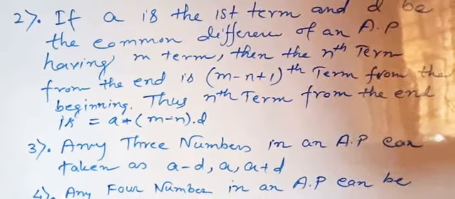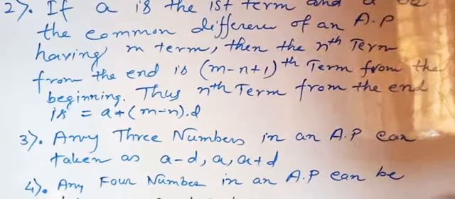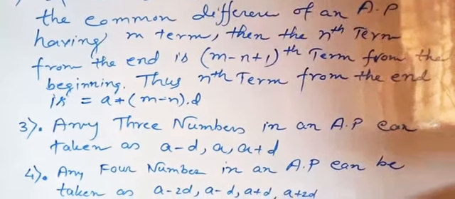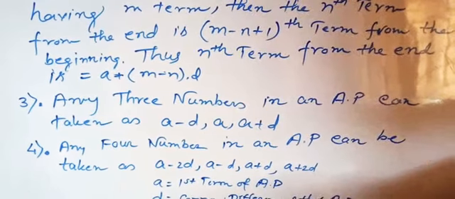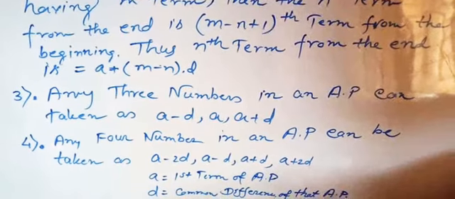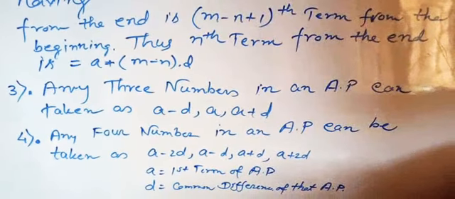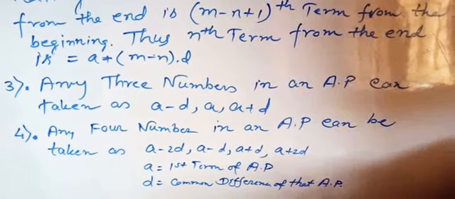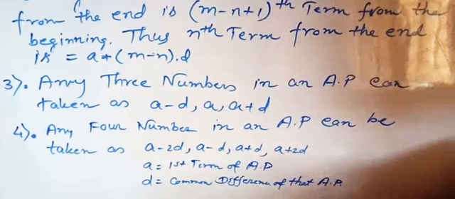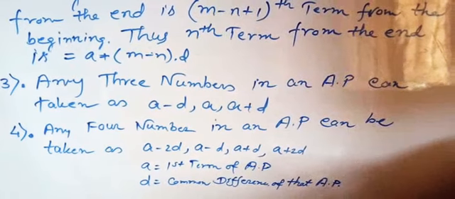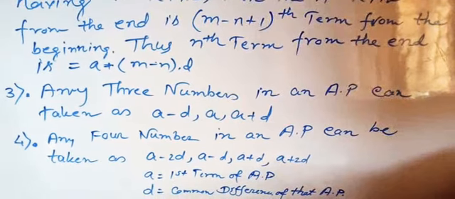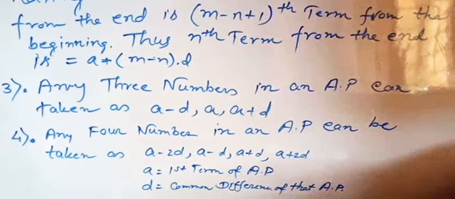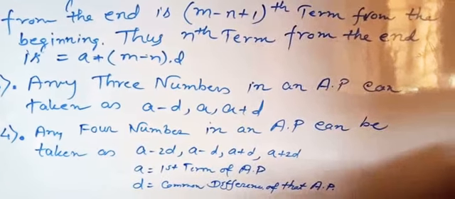If any three numbers are in AP, they can be taken as a minus d, a and a plus d, where a and d are as defined below. Any four numbers in AP can be taken as a minus 2d, a minus d, a plus d and a plus 2d, where a is the first term of the AP and d is the common difference of that AP. So these are the four important points that we have to remember for solving maths in the arithmetic progression chapter on series and sequences.